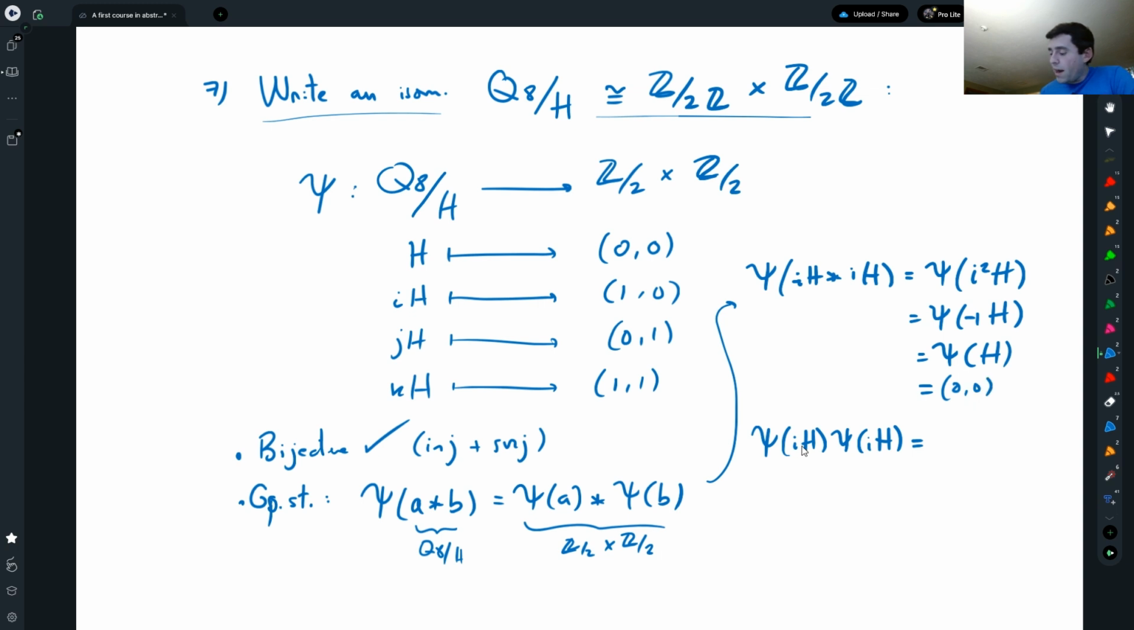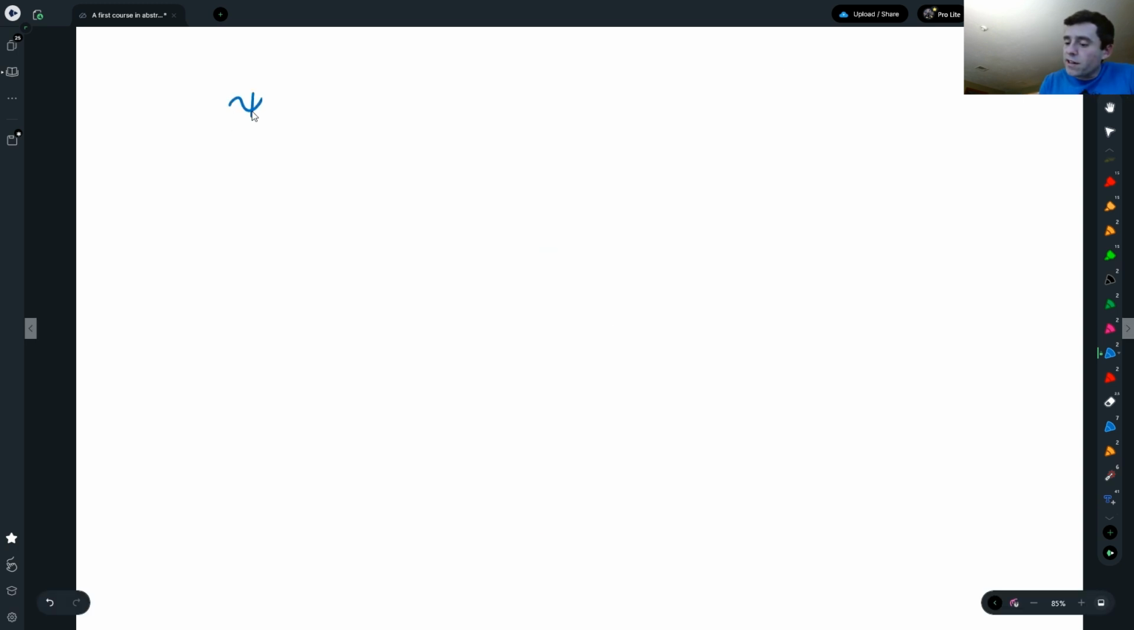And psi of IH goes to (1, 0), and psi of IH again goes to (1, 0). If I add them together, I get (2, 0), which is congruent to (0, 0), which is the same as psi of the identity element in the quotient. So it works there. Let's just prove that it works in some other case.